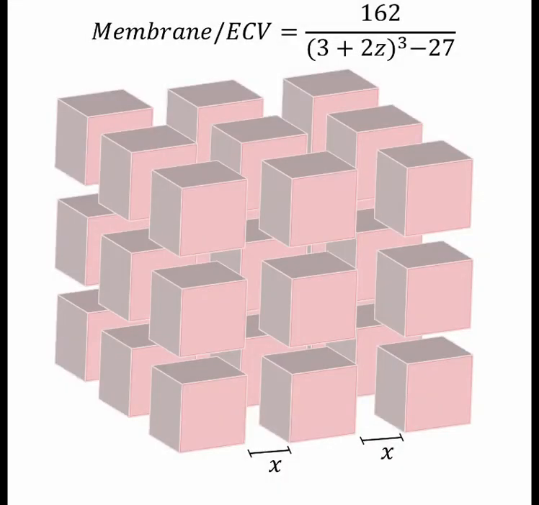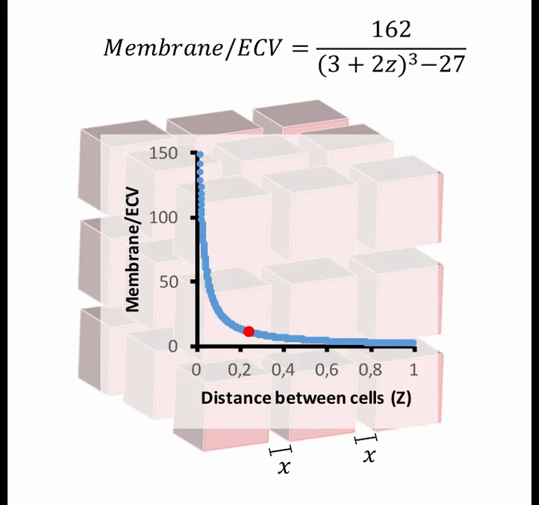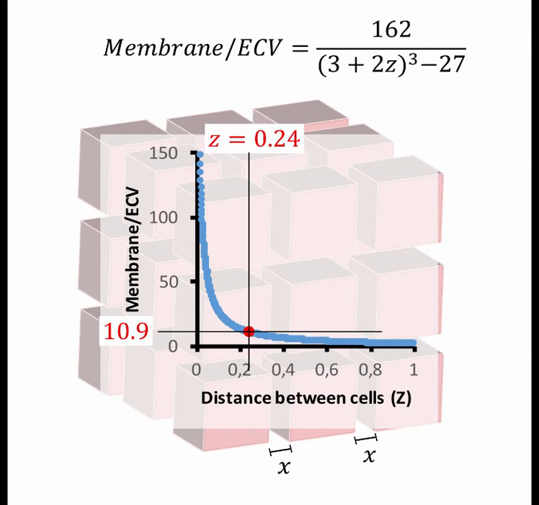If the distance between cells is 80% of the cell size, that is, a Z of 0.8, the unit membrane surface per unit extracellular volume is 2.3, whereas if the distance between cells is 24% of the cell size, the membrane per extracellular volume is 10.9. In this part of the curve, if one changes the distance between cells, not much happens to the membrane per unit extracellular volume. That is, the efficiency of extracellular clearance does not change very much if cells are separated 80% or 24% of the cell diameter.